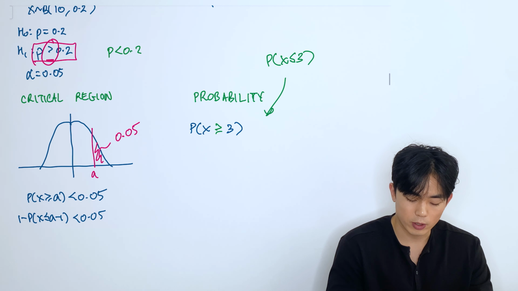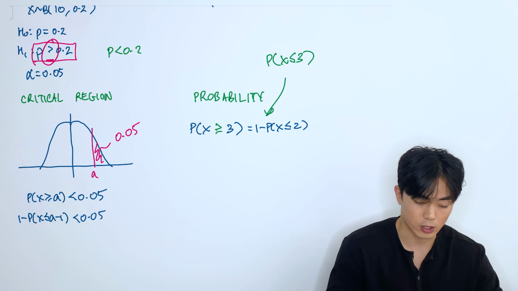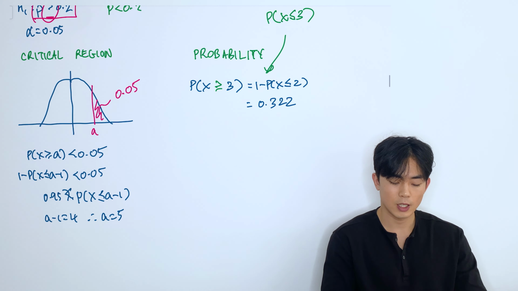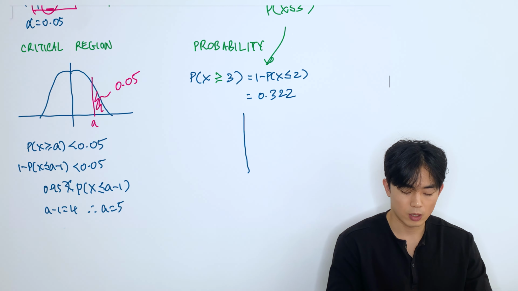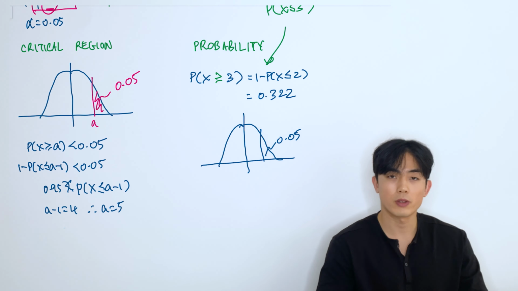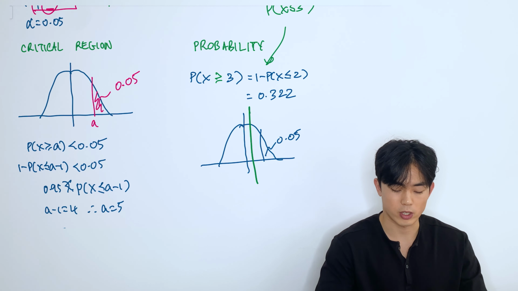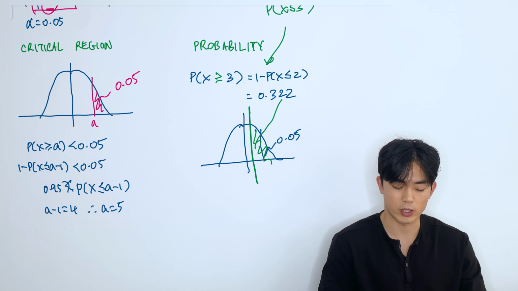But once again, if we do this, then we can use a calculator or the table to find the probability that x is larger than or equal to 3, which turns out to be 0.322. Now, if I draw the graph, remember, this is the critical region here, and this area is 0.05. Meaning 0.322 is going to lie somewhere outside of that region. It's not going to lie within the region, because you need a larger area for 0.322.